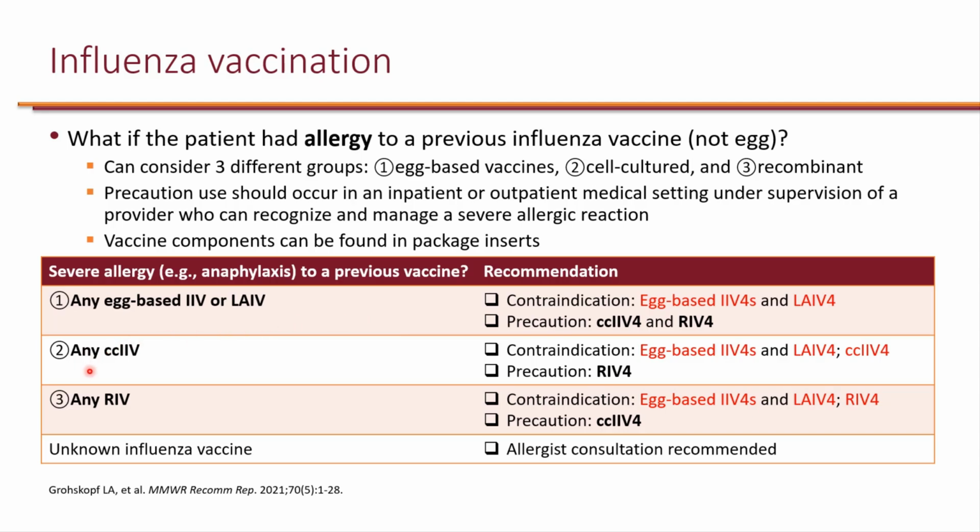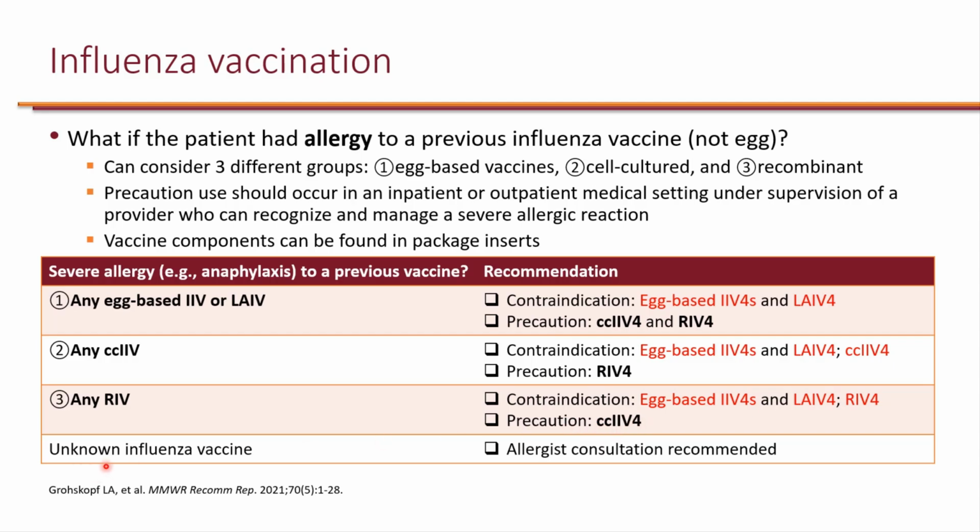Now, for the second group, who had an allergy to a cell-cultured inactivated influenza vaccine, any egg-based vaccine is contraindicated as well as the cell culture vaccine. However, they may cautiously receive a recombinant influenza vaccine. And of course, the last group, if they had a history of allergy to recombinant, again, egg-based is contraindicated as well as recombinant influenza vaccine, but they may cautiously receive cell-cultured influenza vaccine.